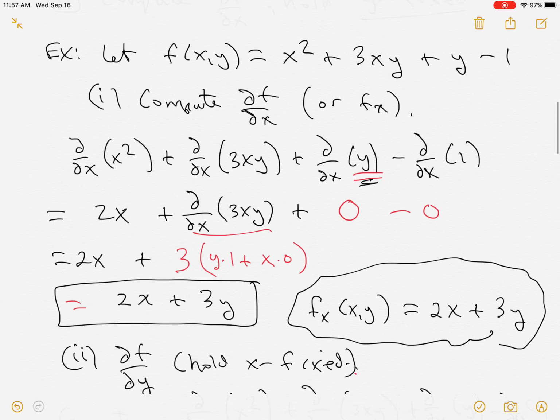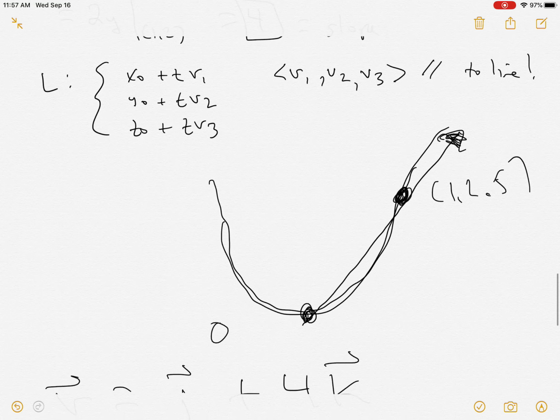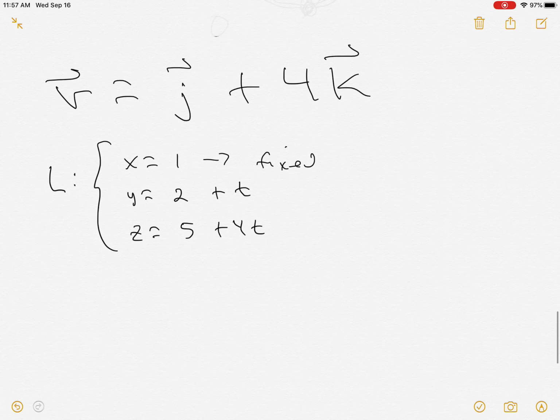And actually later on we'll find an even easier way to find those tangent lines. But for now, this is the best we can do. We don't have directional derivatives yet.